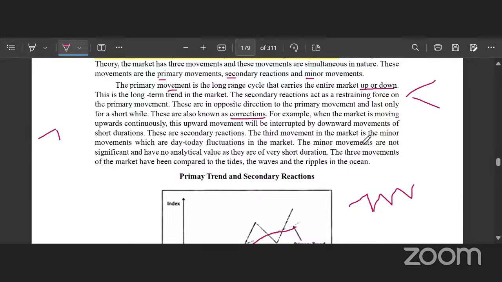The third movement in the market is the minor movement, which is the day-to-day fluctuations in the market. Overall it might be upward or downward, but if you take it day by day, there could be a lot of fluctuations which are minor and insignificant. The minor movements are not significant and have no analytical value as they are of very short duration, so we do not take them as significant.